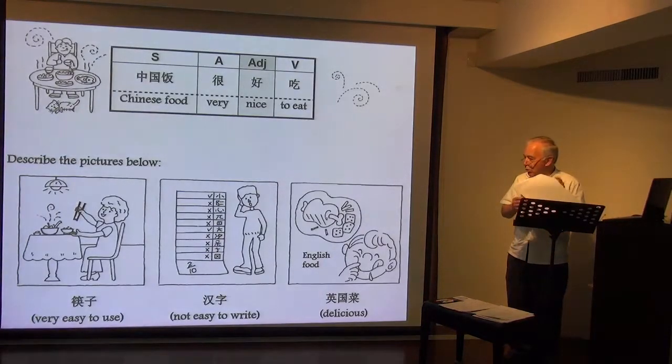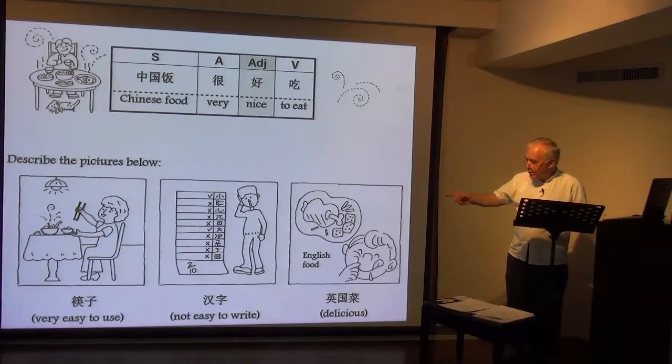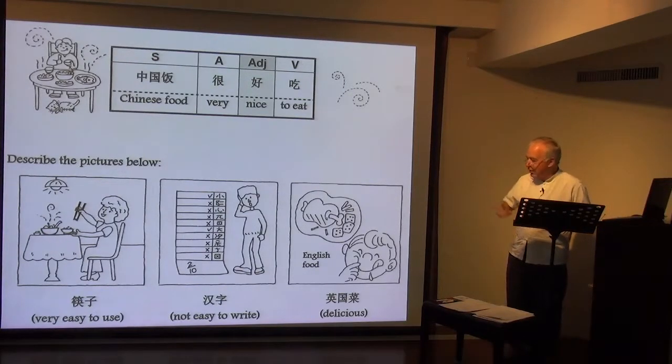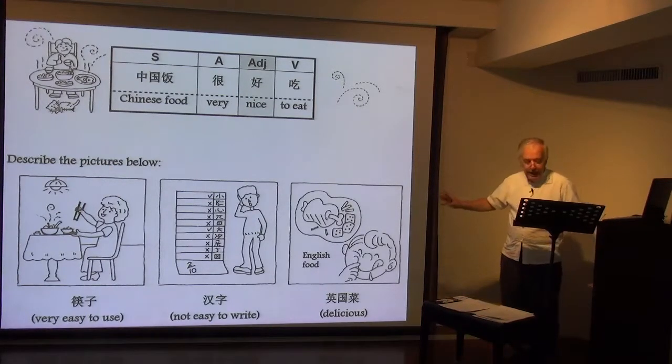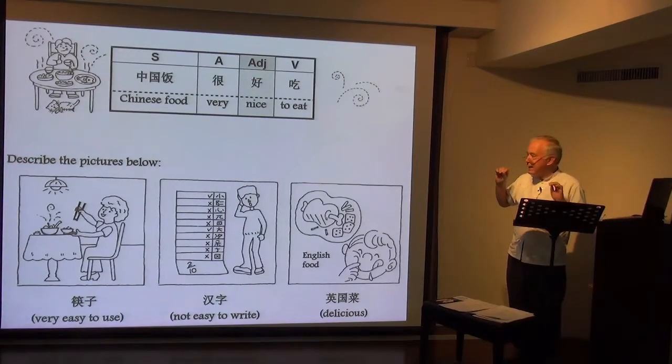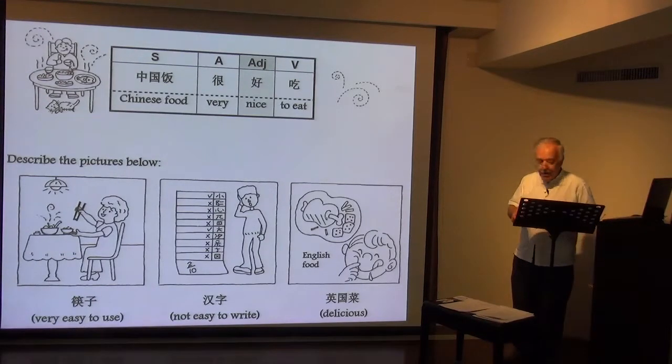Well, again, with drawings, 筷子, and the student has to say 筷子很好用. 汉字 not easy, 不好写. English food, delicious, 很好吃. So again, if it's 好 plus a verb indicating sense, the senses, it means pleasant or unpleasant. 中国饭很好吃. If it's 好 or 难 or 容易 indicating an activity, then it means easy or difficult to accomplish. 他的自行车不好骑.